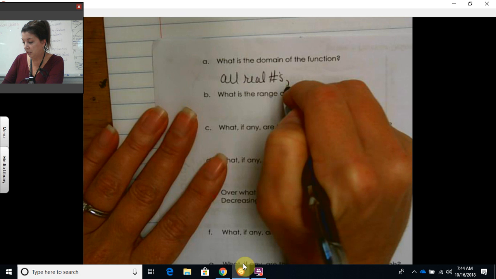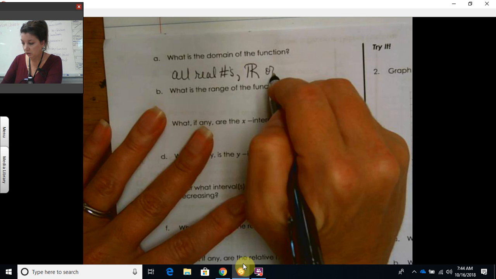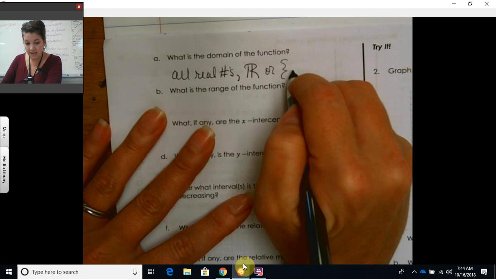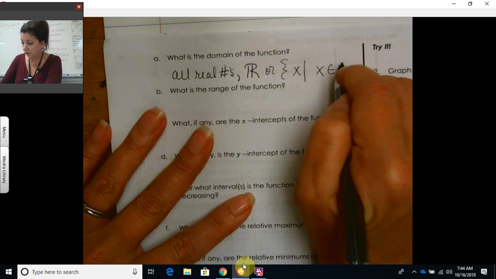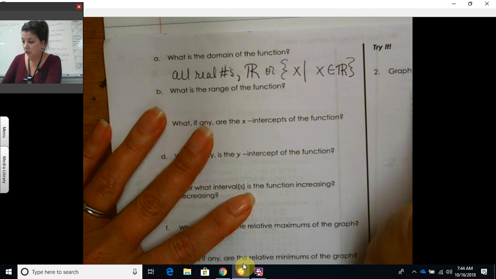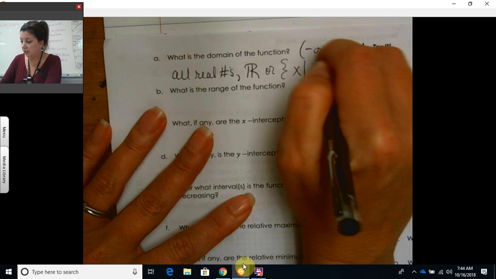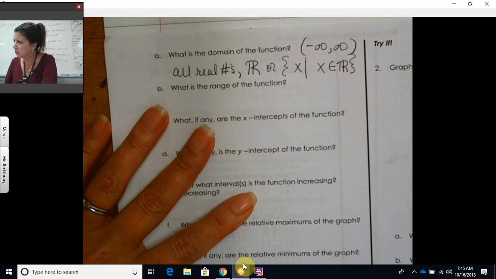So we could say all real numbers. You could use that little symbol that means all real numbers. Or we could get real fancy and say x such that x is an element of all real numbers. Or you could say negative infinity to positive infinity as well. Of course, if this was your homework, you don't have to write all of those down. I just want you to be familiar with all the different ways you could see it.